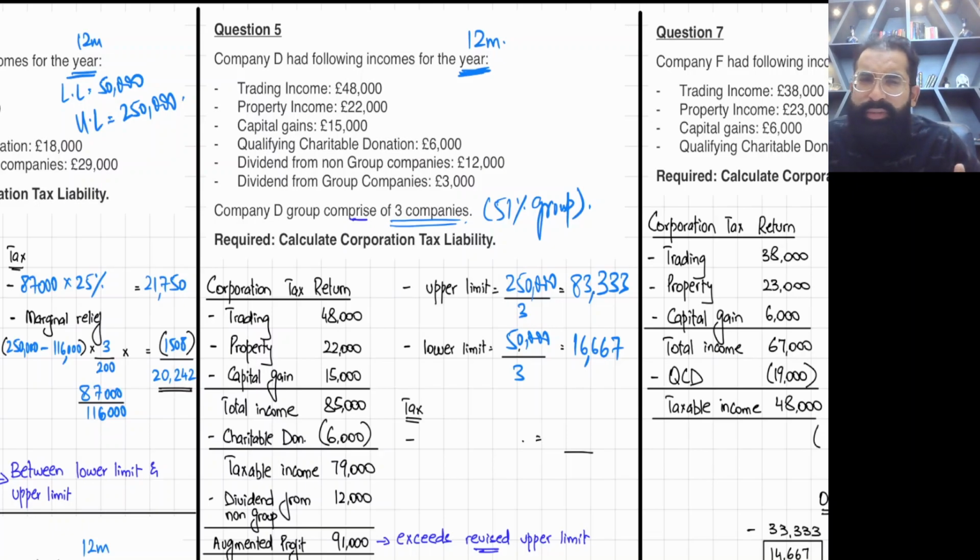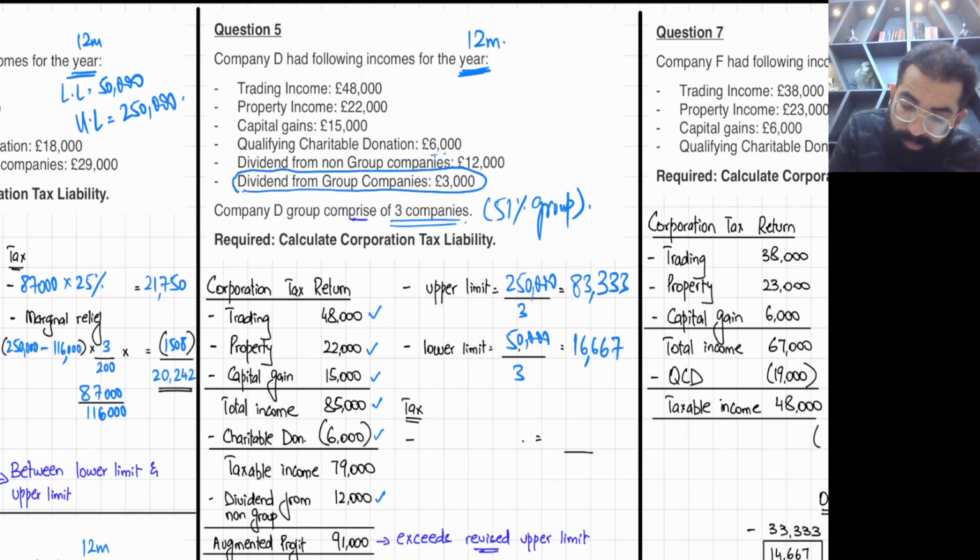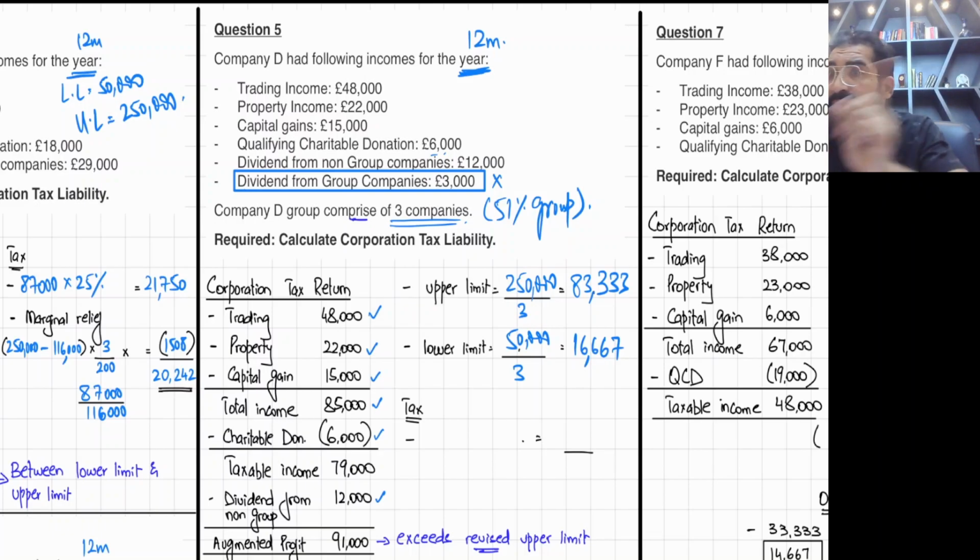Now let's start the question. This question is very normal, very common, very simple. Just fill the tax return. Trading income 48, property income 22, capital gain 15, total income is 85. Then you have qualifying charitable donation of 6 that you need to deduct, taxable income, and then they are giving you dividend from non-group companies. Yes, here you need to add dividend from non-group companies, but see this, dividends from group companies are never recorded anywhere in the corporation tax sheet. Yes, non-group dividends are added here. So you have augmented profits.